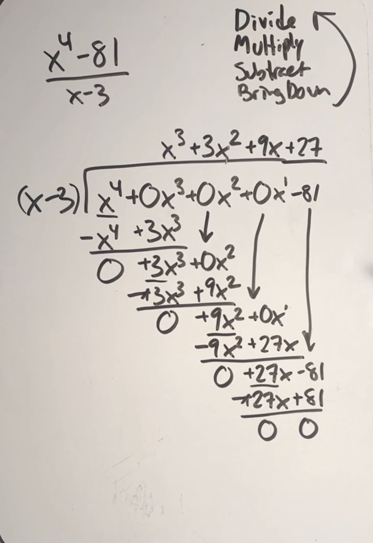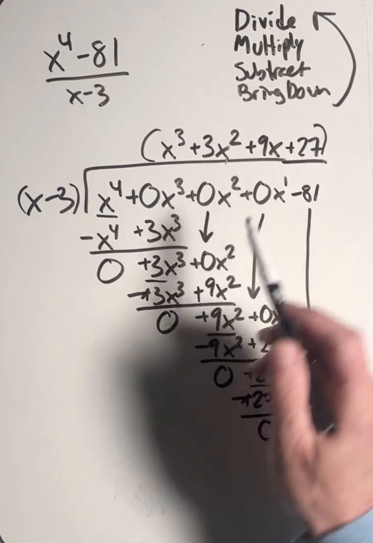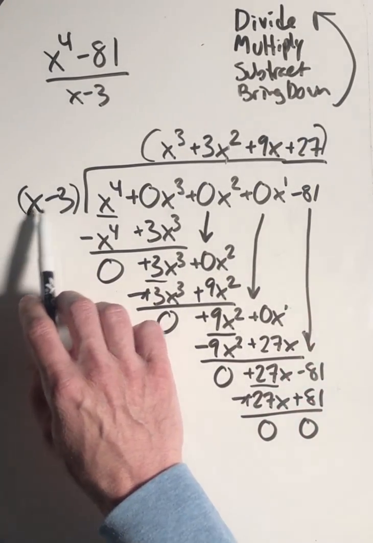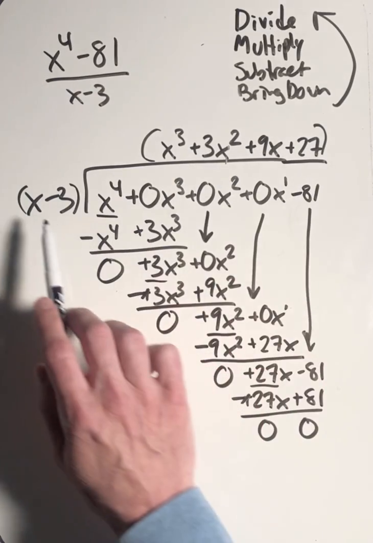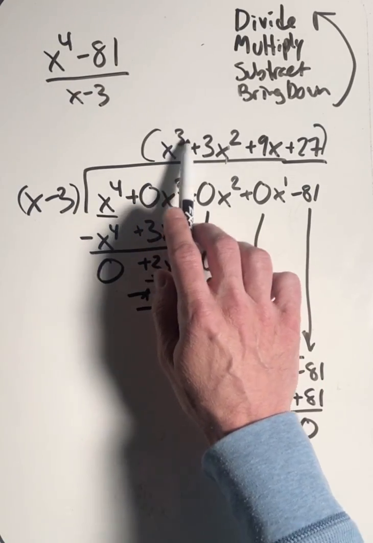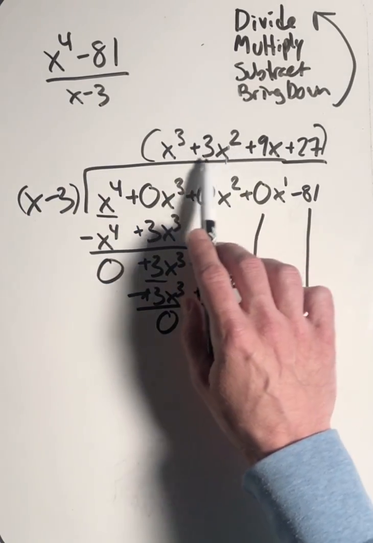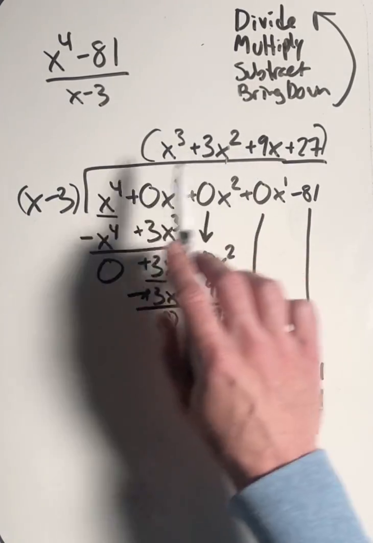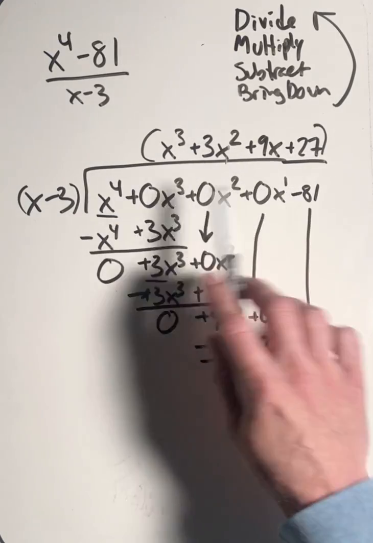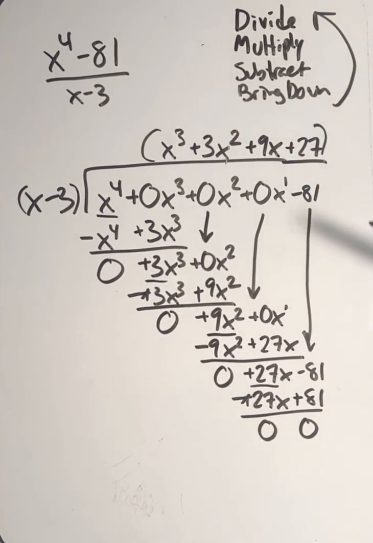If you wanted to check this using multiplication, it would be a little tedious, but you would multiply using the FOIL. You would use x minus 3 times all of this. You'd multiply x times x to the third. That would get you x to the fourth. X times positive 3x squared. And you'd go through the whole entire process, and things would cancel out, and you would wind up with x to the fourth minus 81.